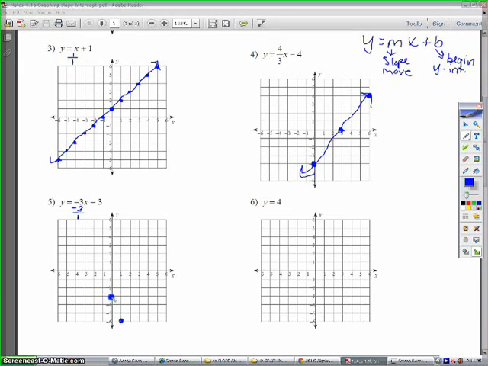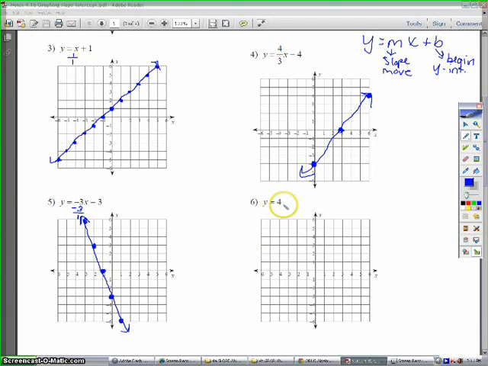I'm going to start back at my y-intercept, and I'm going to do the opposite. So I'm going to go up 1, 2, 3, and to the left 1. Again, up 1, 2, 3, and to the left 1. And I've put in all of the points that I can fit on this graph, and I'm going to draw my line through my points. And that is y equals -3x minus 3.